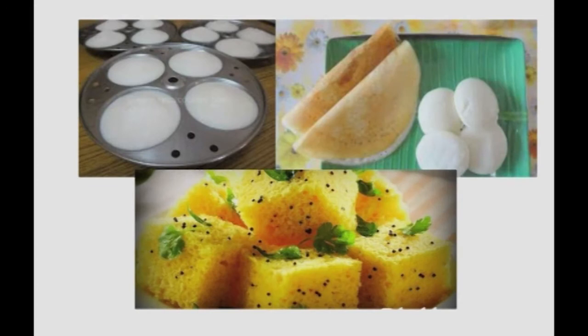Again, a pictorial representation of how idlis are steamed: idli, dosa, and dhokla. Dhokla is similar to idli except that dehulled Bengal gram dal is used instead of black gram dal in its preparation. The fermented batter is poured into a greased pie pan and steamed in the open rather than in the covered idli steamer.